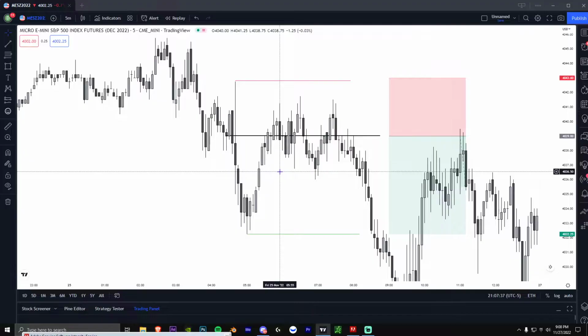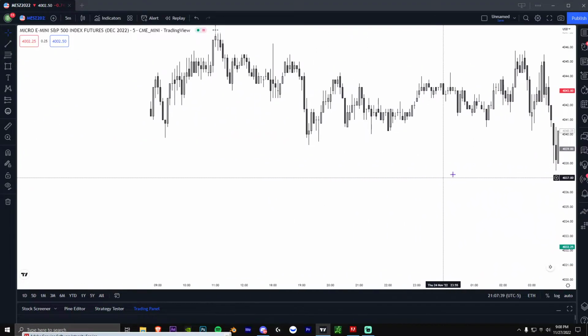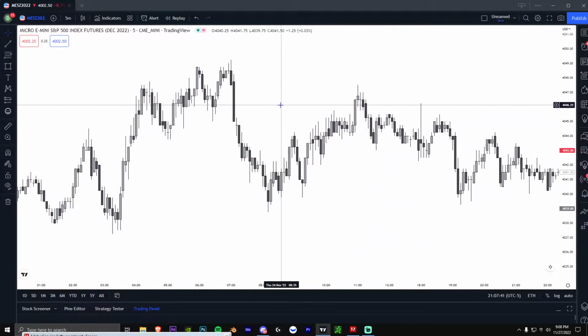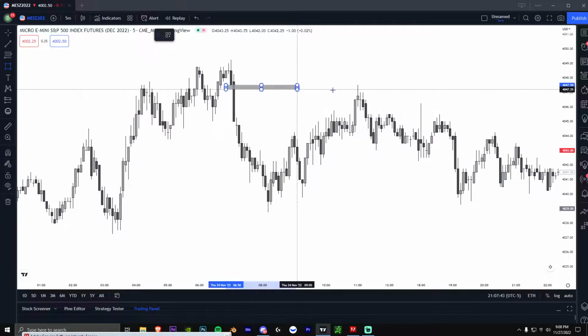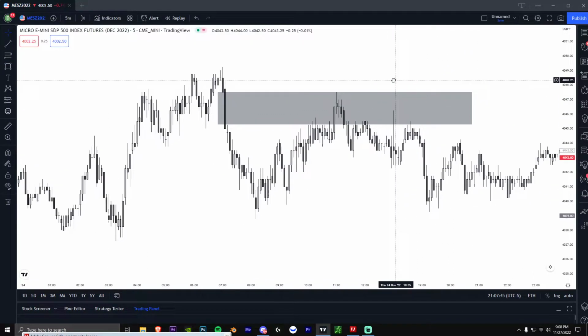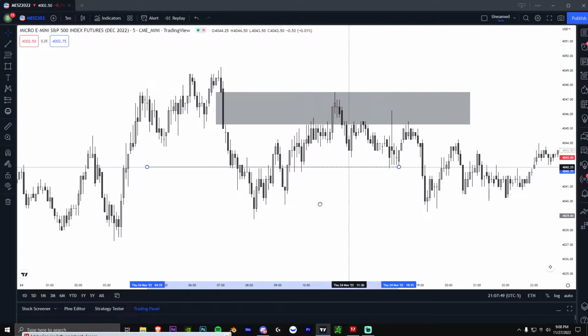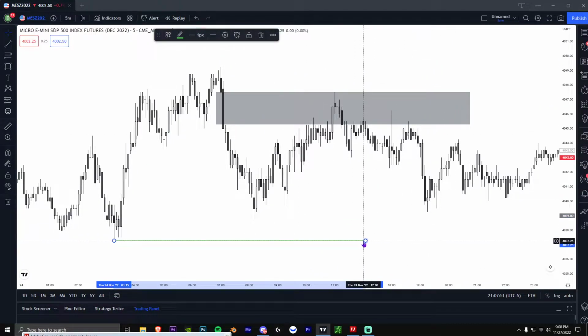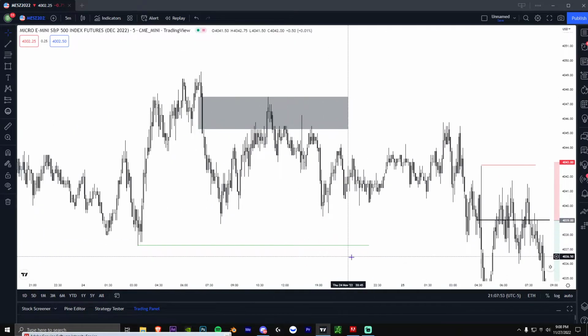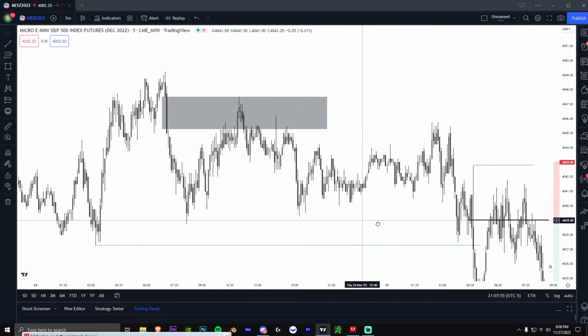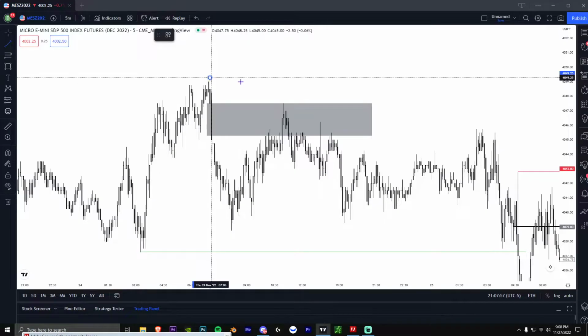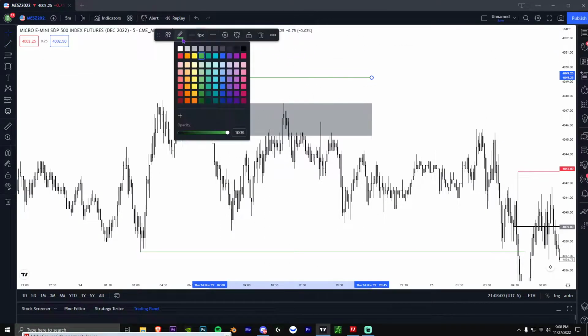There are a few different ways to place stop losses with fair value gaps and order blocks. In this example right here, here's your stop loss, the high. And this is your target, so I'm going to make the target green. Why is this a target? Well, this is sell side. And then your stop loss is up here, and let's make this red.